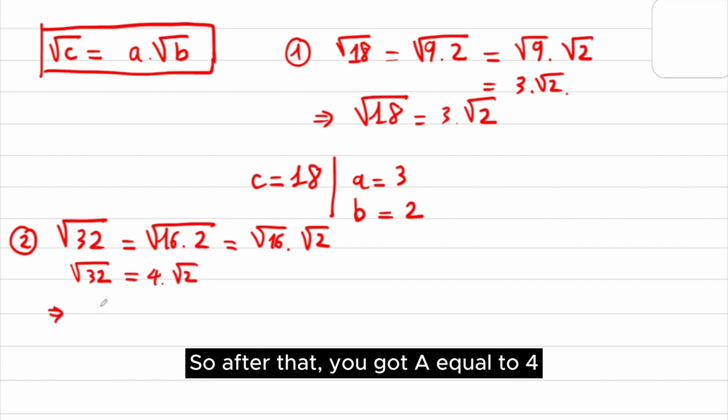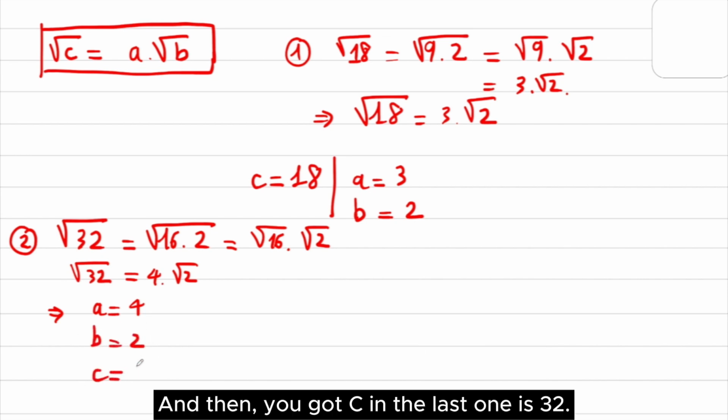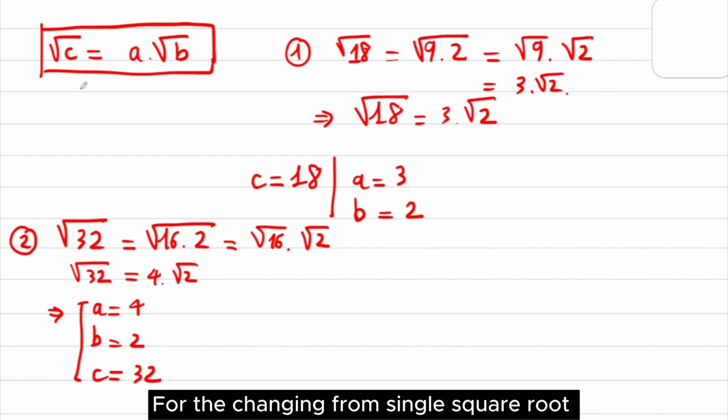So after that you got a equal to 4, b equal to 2, and then c, the last one, is 32. Okay, that is the way you can work out changing from a single square root to an integer times a square root.